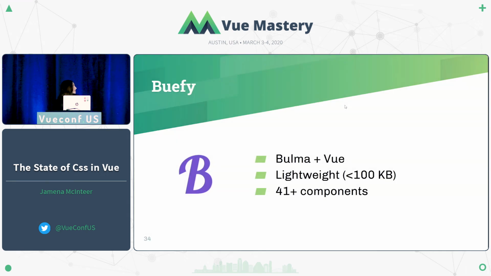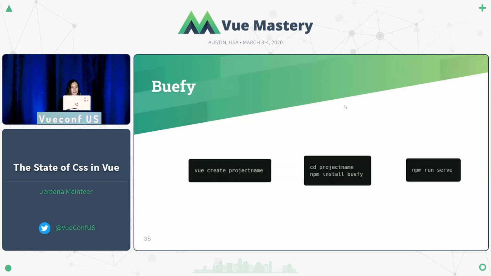So Buefy is another UI framework. It's merging the CSS framework Bulma with Vue. It's really lightweight, so that's one of the pros for it. However, it only has about 41 components, so it's not quite as robust as Vuetify. So it might be good for really getting off the ground quickly if you're trying to do a POC, but it's not as robust as Vuetify. But it is lightweight, so that's definitely a pro for it.